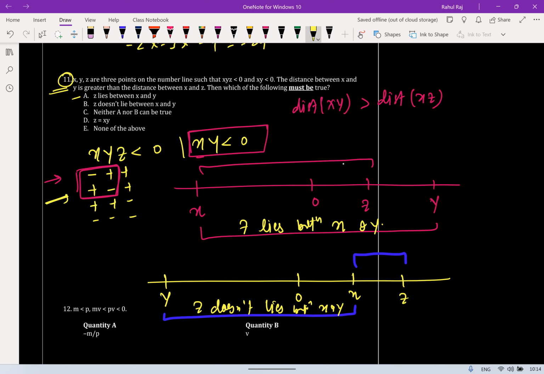The moment I saw the options, z lies between x and y and z does not lie between x and y, I thought of creating a situation. With the given conditions, is it possible for me to create both situations? Yes or no? Once you create z lies between x and y, your story does not end there at all. The thought process should be, if you can create a situation where z does not lie between x and y and the distance between x and y is still greater than the distance between x and z, it means it's a valid thing. That's the reason I come down to option E, none of the above.